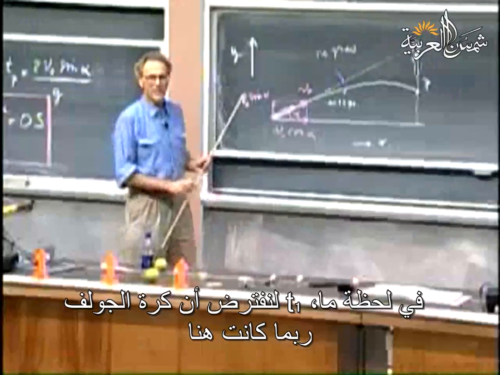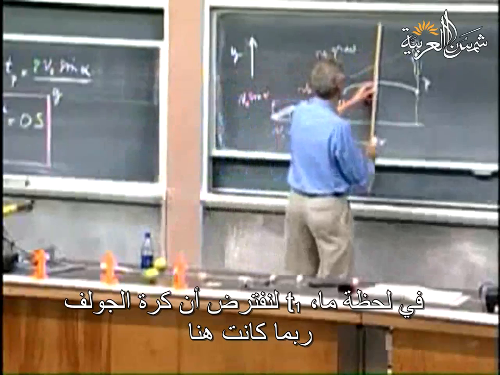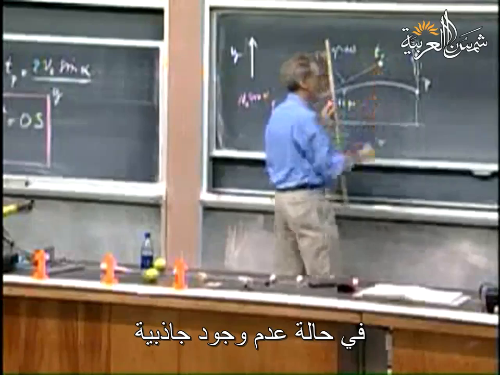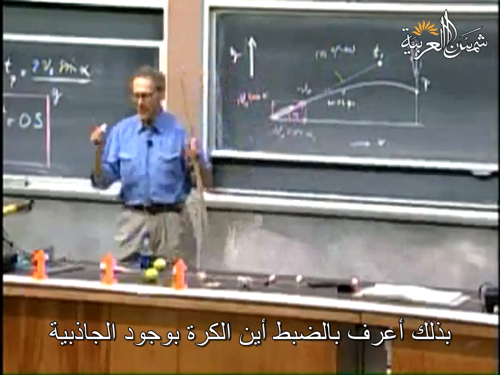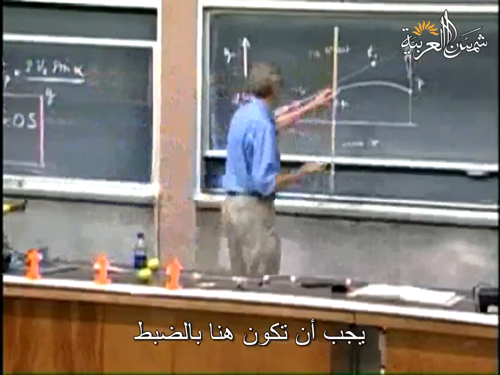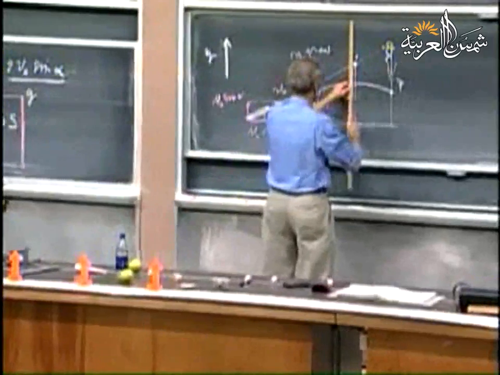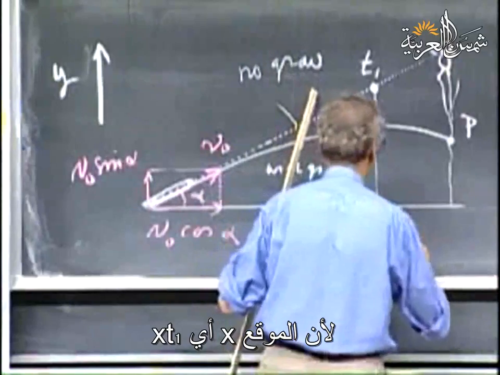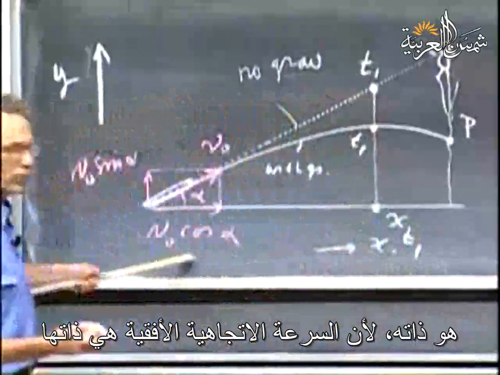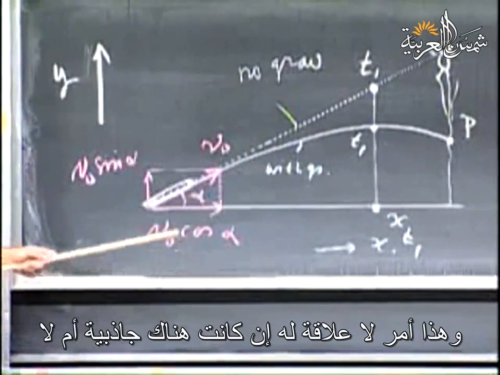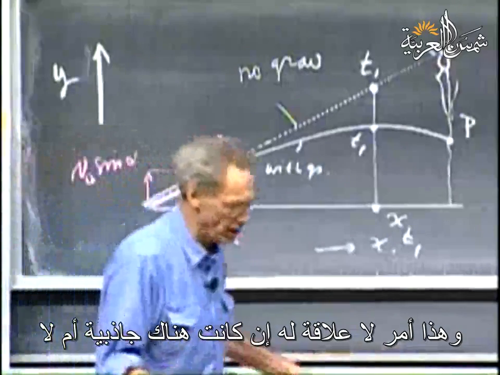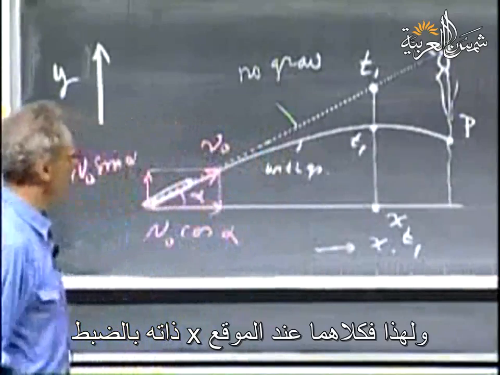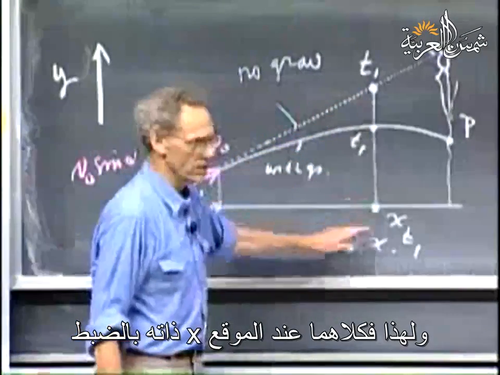At a certain moment t1, let us assume that the golf ball would have been here without gravity. Then I know exactly where it is with gravity. It must be exactly here, because the x position, x(t1), is the same because the horizontal velocity is the same. That's independent of whether there is gravity or not. There is no acceleration in the x direction. And so, they are both exactly at the same x position.